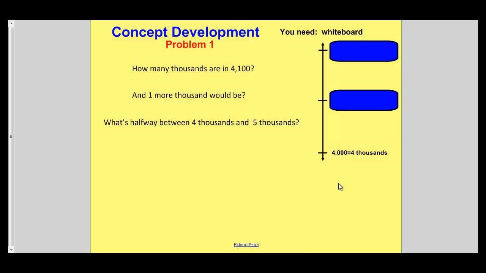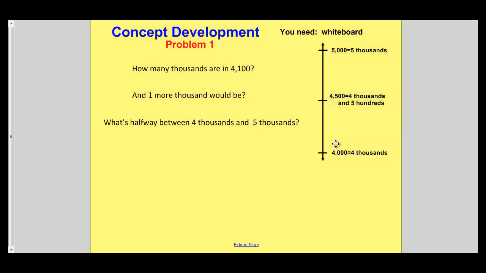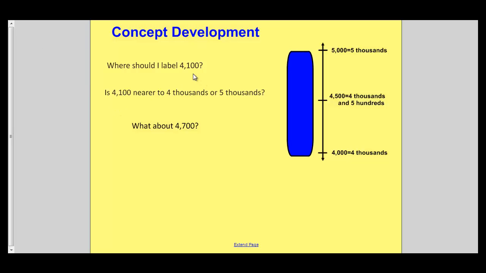What if I wanted to add 1,000? Remember that lesson that we did, lesson 6, where we added 1,000? If I added 1,000 to 4,000, I would have 5,000. Now the next thing I have to think of is what's halfway between 4,000 and 5,000? That would be 4,500. And now back to 4,100.